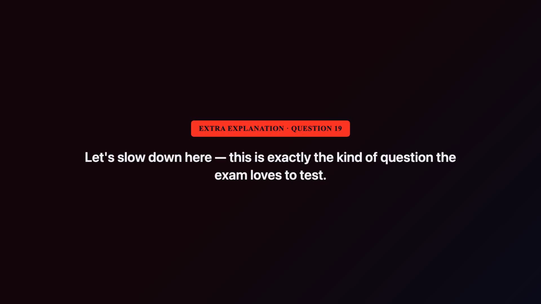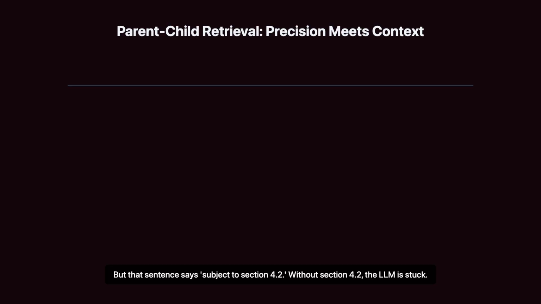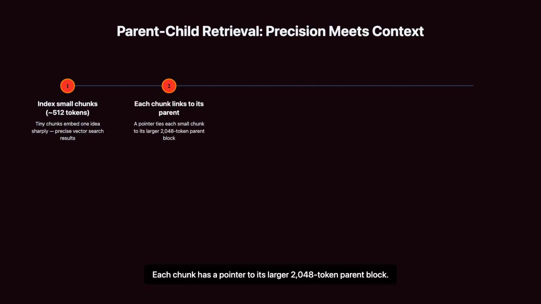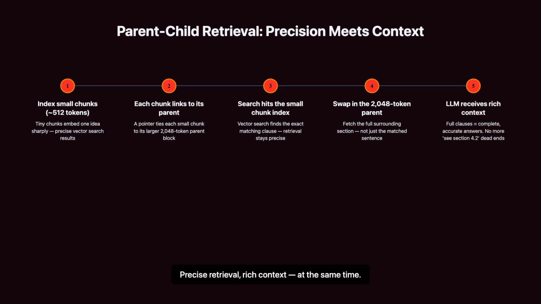Let's slow down here. This is exactly the kind of question the exam loves to test. Imagine you have 200 pages of insurance policy text. You search for flood exclusion clause and find the exact sentence, but that sentence says subject to section 4.2. Without section 4.2, the LLM is stuck. That's the gap. Parent-child retrieval fixes it with two layers. You index tiny 512 token chunks for sharp search. Each chunk has a pointer to its larger 2048 token parent block. When search finds a match, you swap in the parent block before the LLM ever sees it. Precise retrieval, rich context, at the same time.